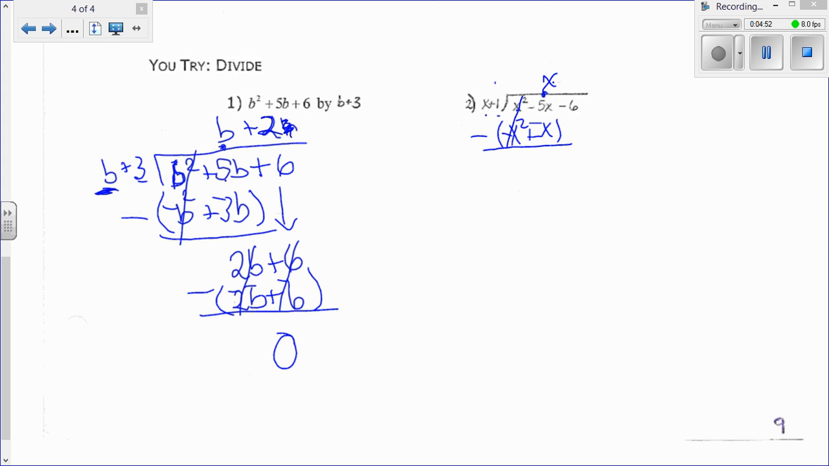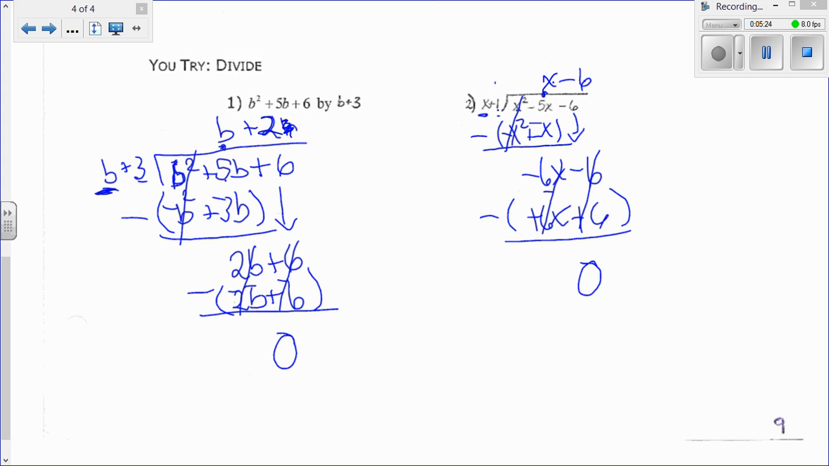So my x squareds cancel. Negative 5x minus x is negative 6x. Bring down the negative 6. X times what will give me negative 6x, so that'd be negative 6. So I put a minus 6 up here. Negative 6 times x is negative 6x. Negative 6 times 1 is negative 6. I'm going to subtract, change everything to its opposite on the inside so everything becomes positive there. And these cancel, and I'm left with 0.